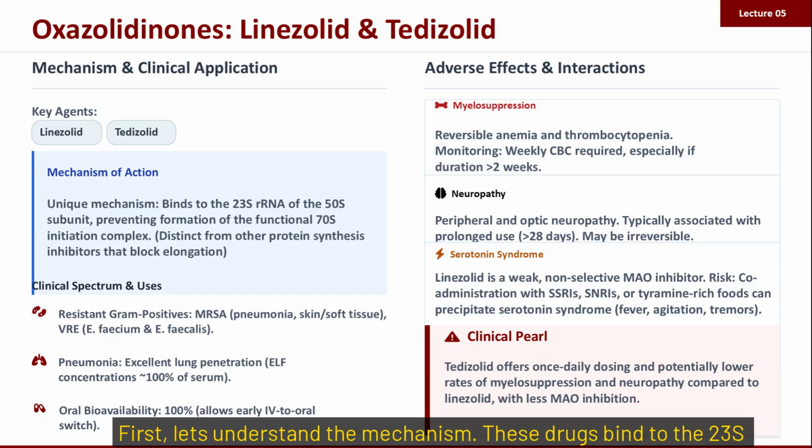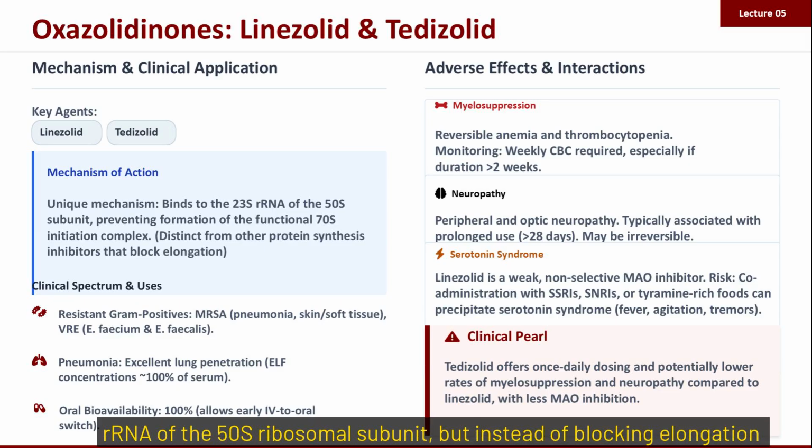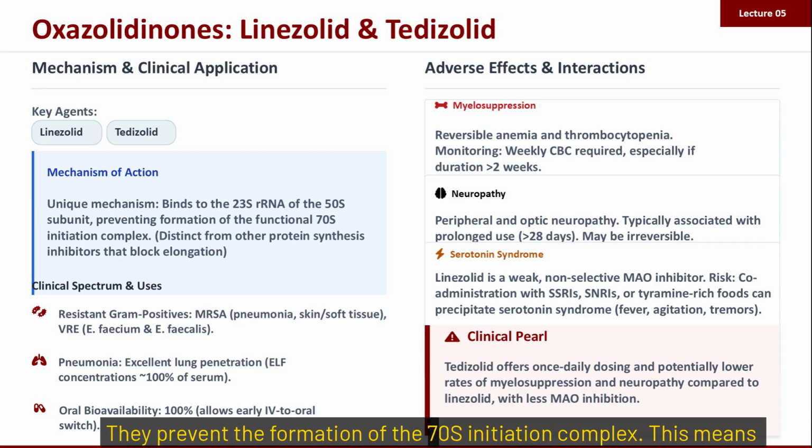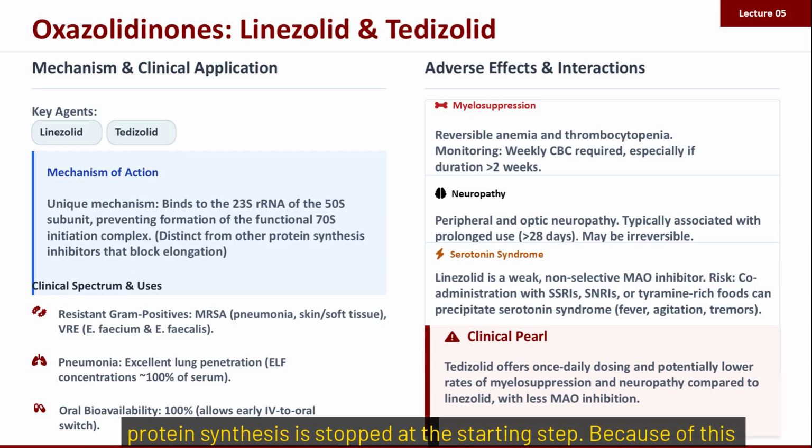These drugs bind to the 23S rRNA of the 50S ribosomal subunit, but instead of blocking elongation like macrolides or clindamycin, they act very early. They prevent the formation of the 70S initiation complex. This means the ribosome cannot even start making protein. So in simple words, protein synthesis is stopped at the starting step. Because of this unique action, they are very useful against resistant bacteria.